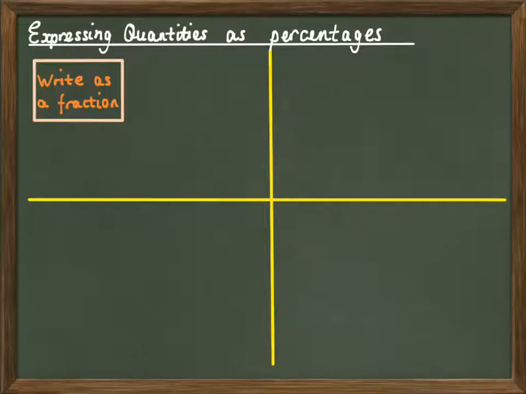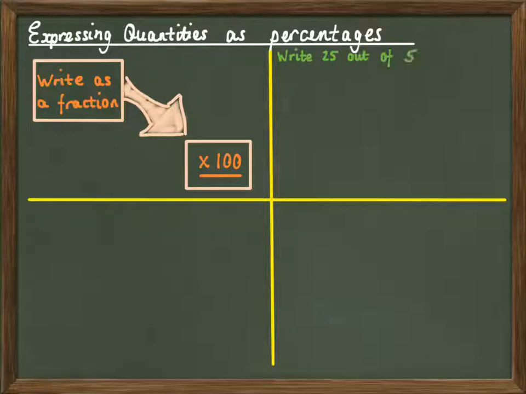Now the next thing: if you typed 30 over 50 into your calculator, your answer will come up as either a fraction or a decimal. To convert a decimal into a percentage is quite easy to do. All you do is times by 100. So the first thing we're going to do is write as a fraction, and then to change that into a percentage, we're going to times it by 100.